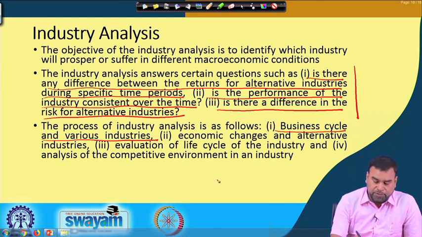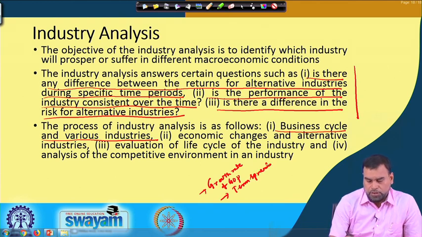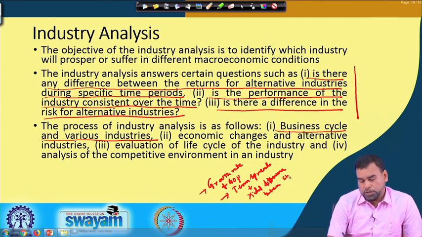The business cycle can be measured by the real growth rate of GDP. Then it can also be measured by the term spread. Term spread is the yield difference between the short term government securities and long term bonds.